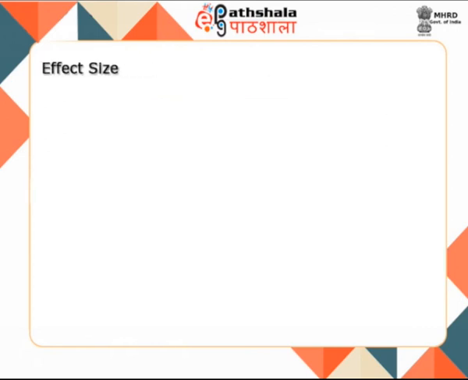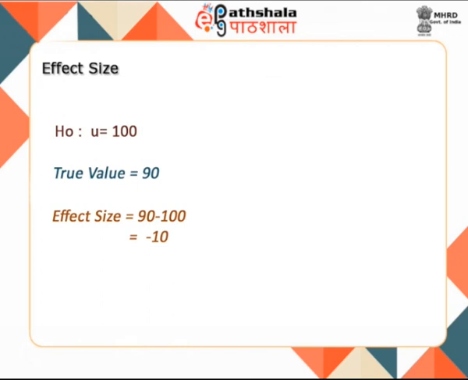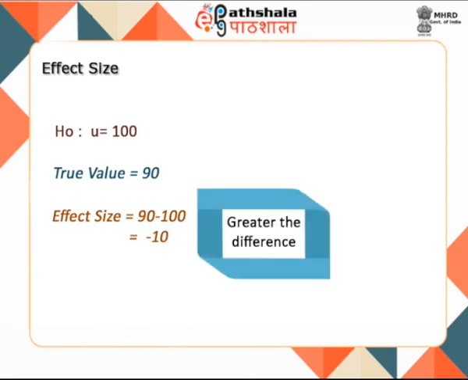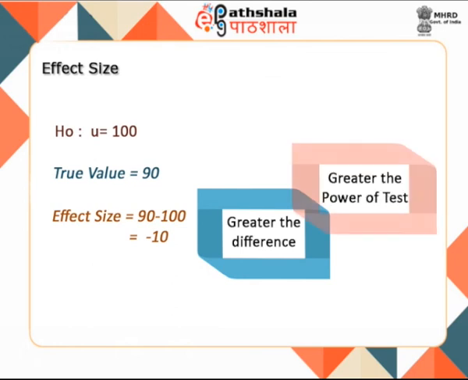Understand effect size with the help of an example. Suppose the null hypothesis is that a population mean is equal to 100. A researcher might ask, what is the probability of rejecting the null hypothesis if the true population mean is equal to 90? In this example, the effect size would be 90 minus 100, which equals minus 10. Hence, the greater the difference between the true value of a parameter and the value specified in the null hypothesis, the greater the power of the test. That is, the greater the effect size, the greater the power of the test.